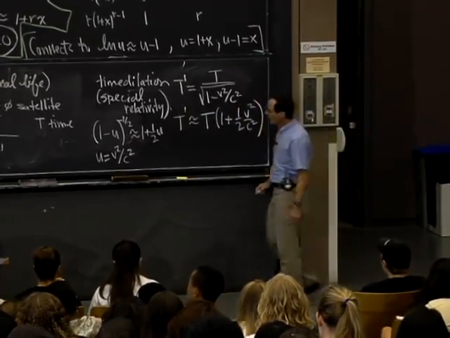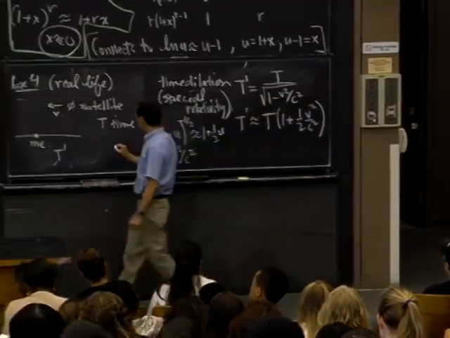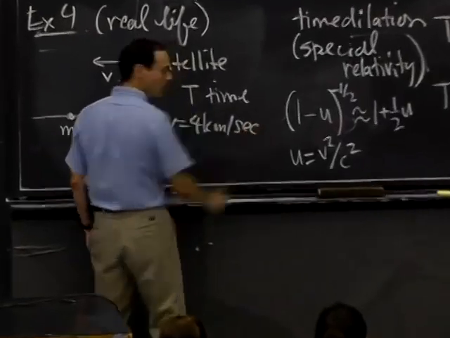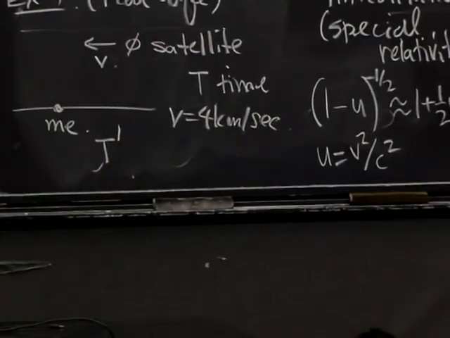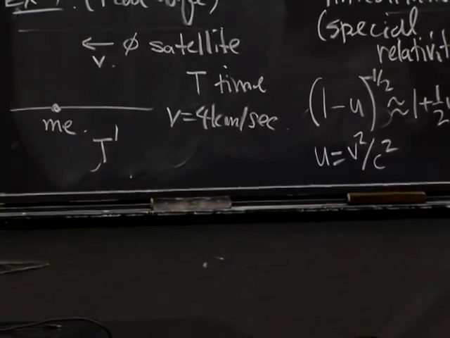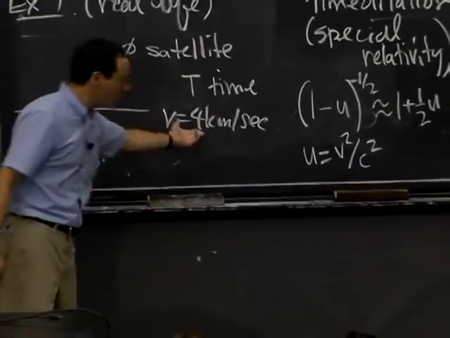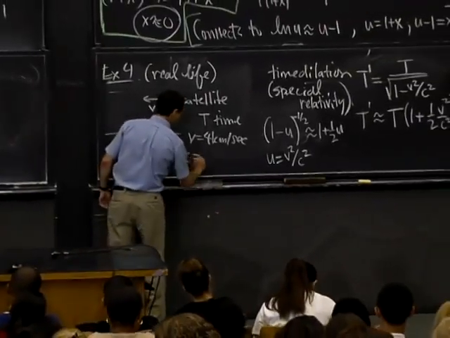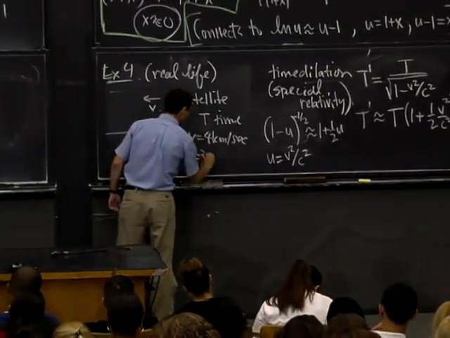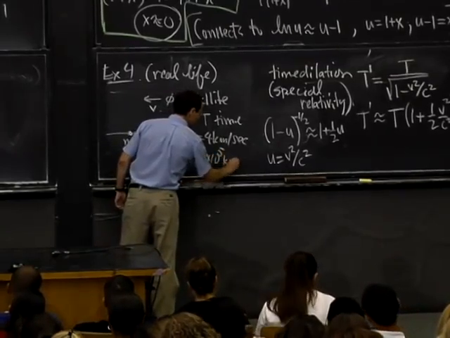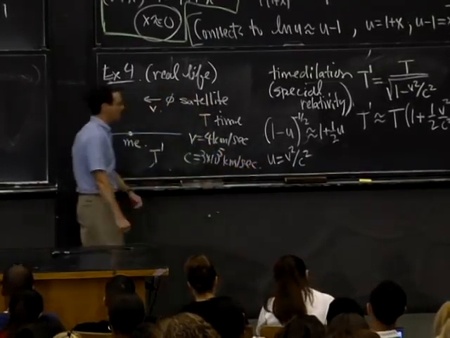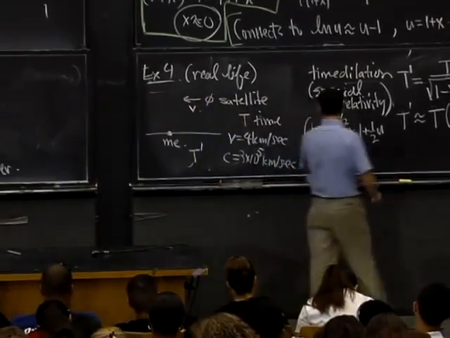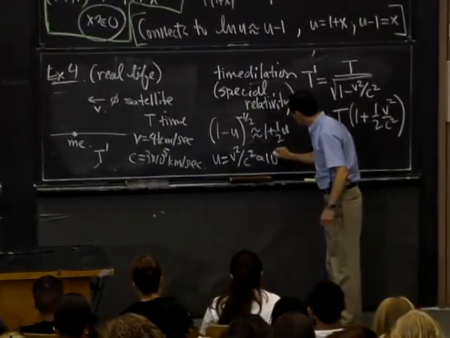So in this case, what actually happens is that v is about 4 kilometers per second. That's how fast the GPS satellites actually go. In fact, they had to decide to put them at a certain altitude, and they could have tweaked this if they had put them at different places. Anyway, the speed of light is 3 times 10 to the 5th kilometers per second. So this number, v squared over c squared, is approximately 10 to the minus 10th.